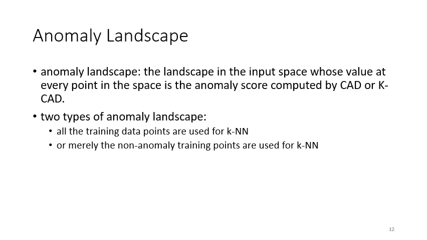Now we define a new concept named anomaly landscape, which is the landscape in the input space whose value at every point in the space is the anomaly score computed by CAD or KCAD for that point. And we can have two types of anomaly landscape, depending on whether all the training data points are used for the k-nearest neighbor, or merely the non-anomaly or normal training points are used for KNN.